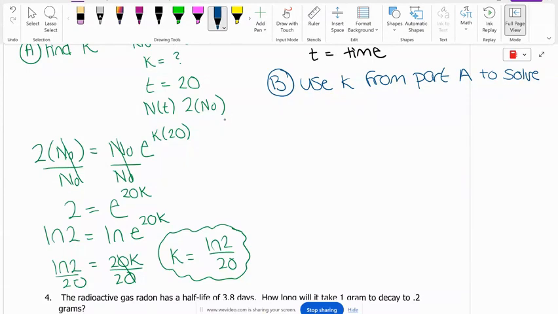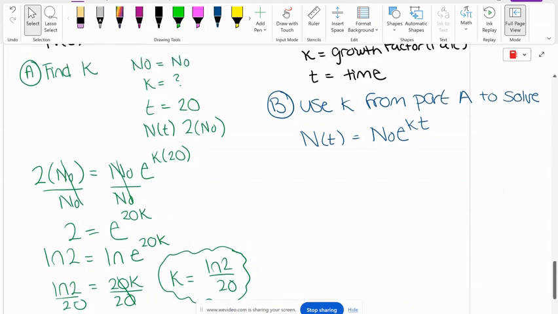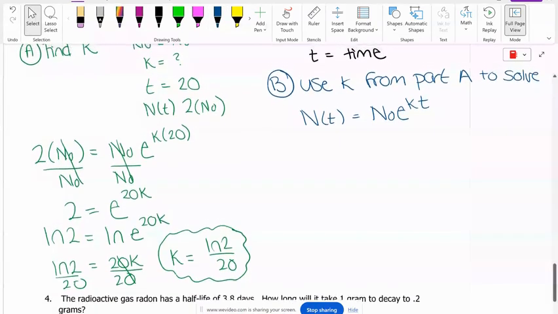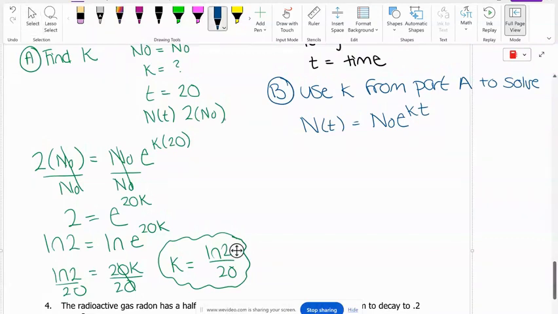So once again, I'm going to have N of t is equal to N sub 0 times e raised to the kt power. Again, they're not giving us any definitive amounts. So my N sub 0, my starting point, I don't know what it is. I'm leaving it as N sub 0 because they didn't tell us how much it starts.